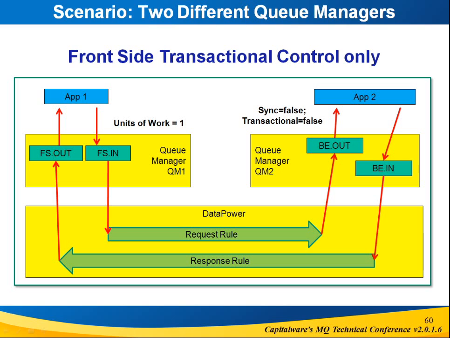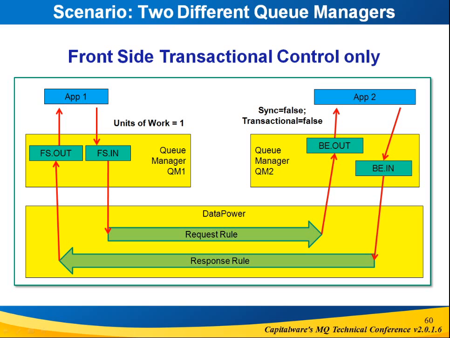So now we have syncpoint on. We have that message pending delete on fs.in, but not yet deleted. The message goes all the way through to the back end, and the back end puts the message onto be.out.